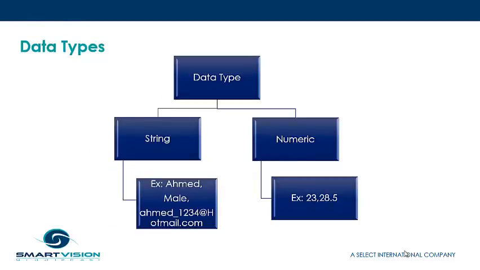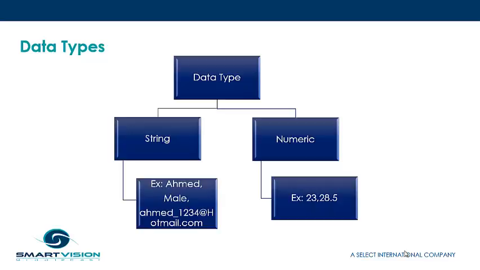Now, it's time to know the different types of data. There are two major types of data: numeric data or numbers, such as the number 23. Type 2 are string data, or simply known as characters, such as the name Ahmed. And if we have a string containing numbers, it will be treated as normal characters, such as an email address.